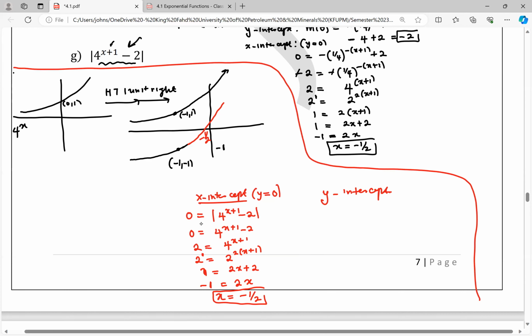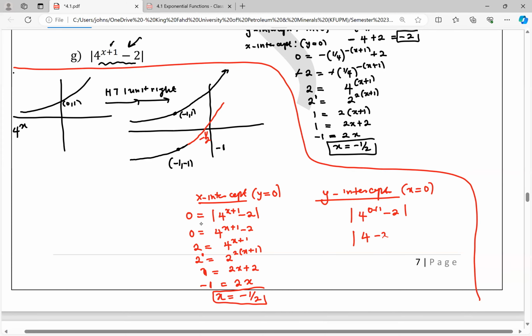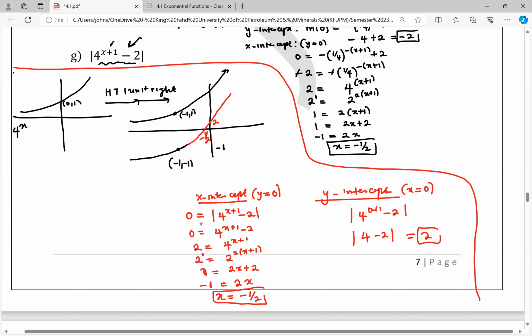So for the y-intercept, you just take x to be 0. If x is equals to 0, you have absolute value of 4 to the power 0 minus 2. This is going to be 4 to the power 0 is 1, so 1 minus 2, which is just minus 1, and the absolute value gives 1. So it means it's going to cut at where? At 2. So this is going to be at 0, 2, right?